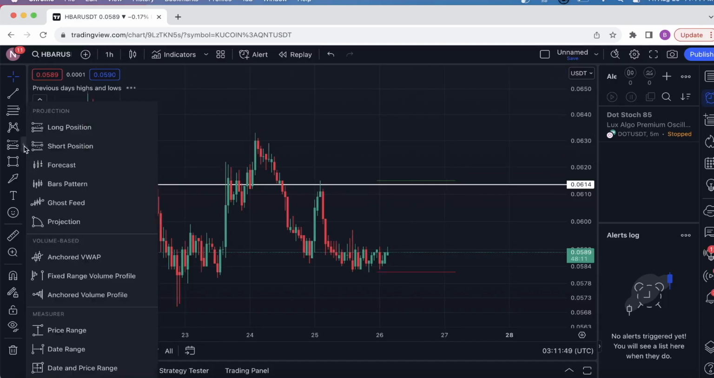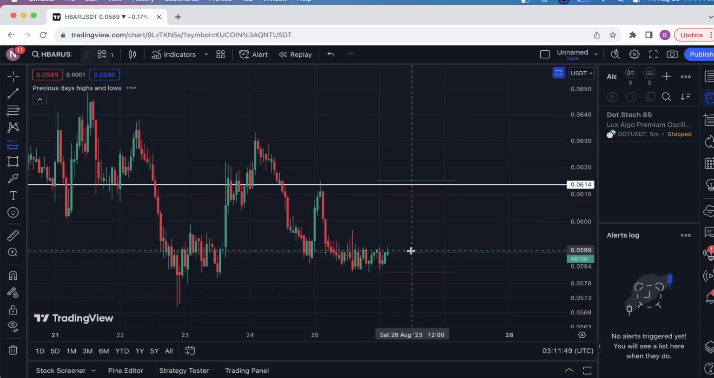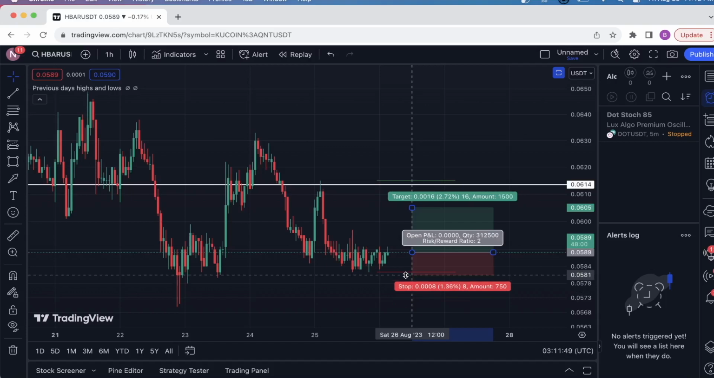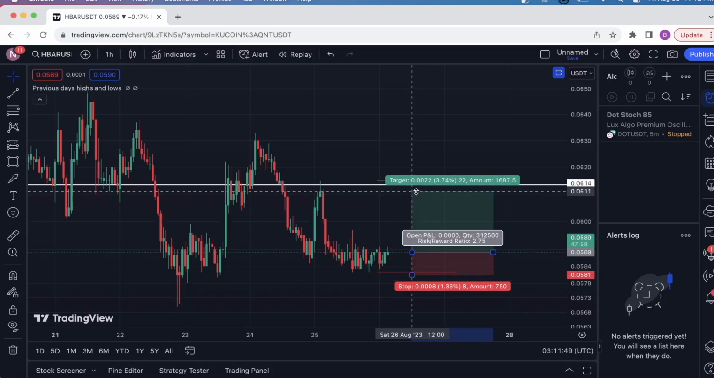Say for example, if I entered a long right here, it's not ideally where I'd want to do it. I'd have to put my stop loss below this low and the previous day low, and my target would be up here. If I entered right now, it would give me a risk reward ratio of 1 to 2.75. It's okay. I would only risk 1.36% to potentially get 3.74% to the upside.